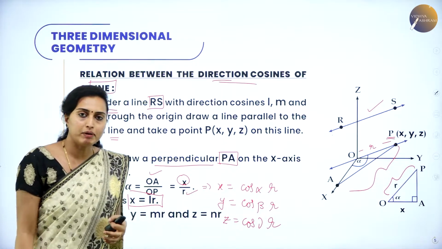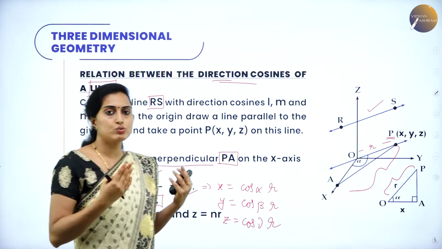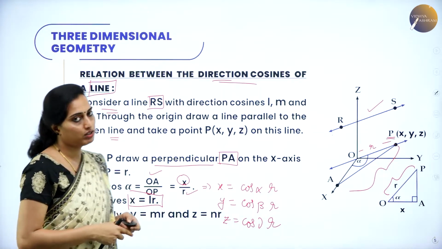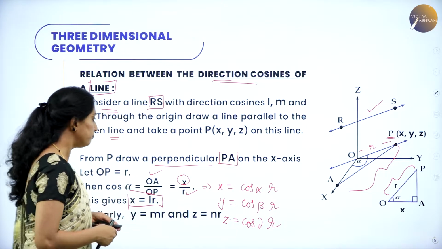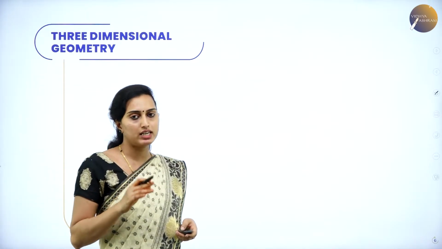What is cos gamma? Cos gamma is nothing but n r. Okay, so this is what you are going to have. I hope you understood this one also. Now here, let me take l squared plus m squared plus n squared.